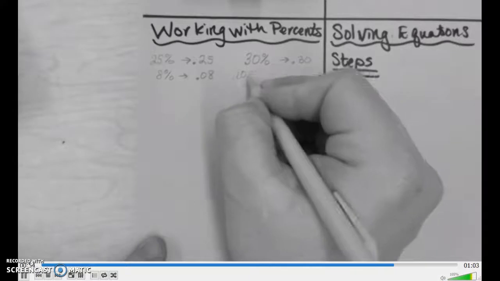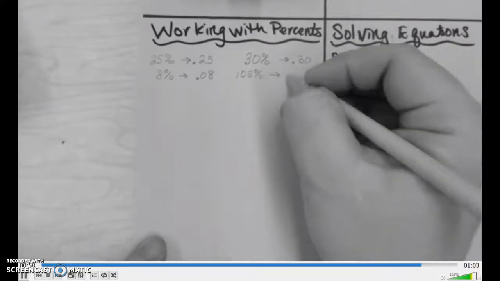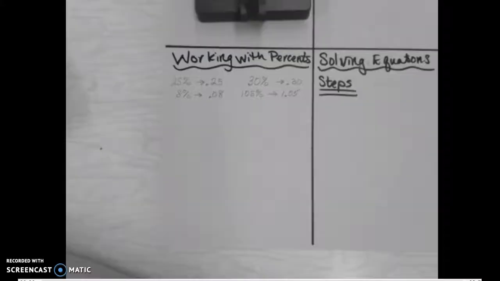And lastly, if I have a percent above 100, like 105%, that's 105 cents. So that is 1.05. We have to deal with problems with percents. And if I ask you to find the percent of something, that is going to be when you multiply.